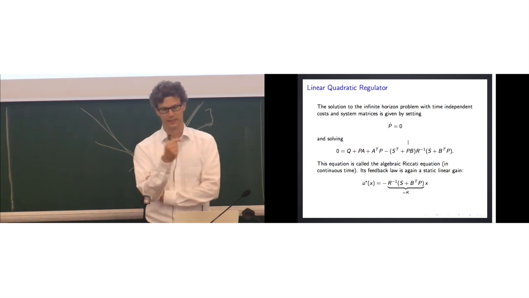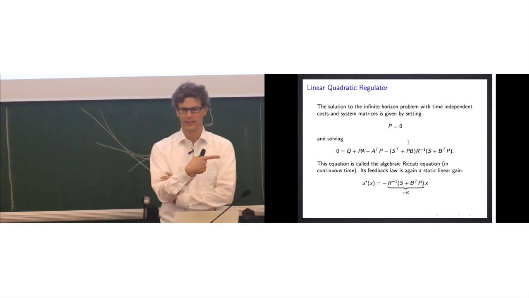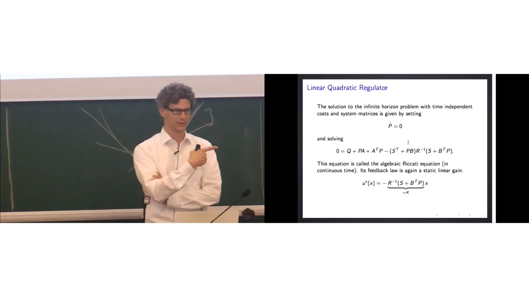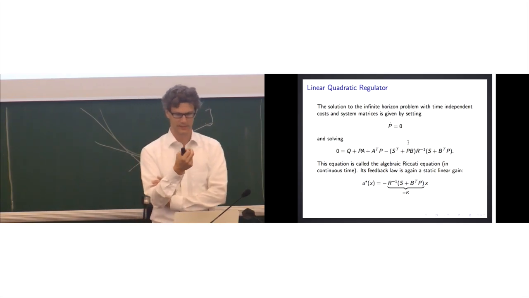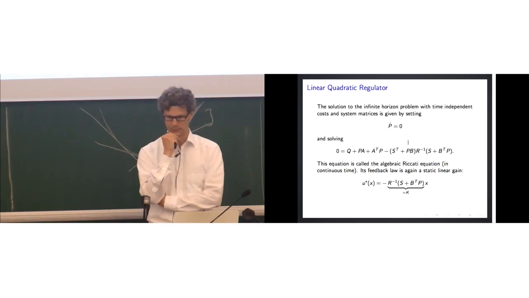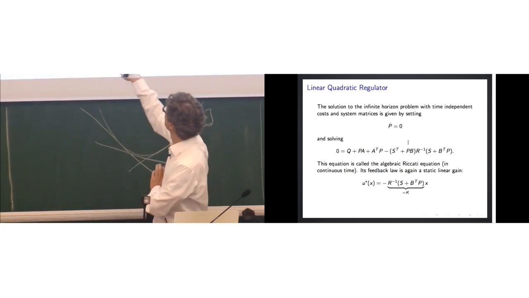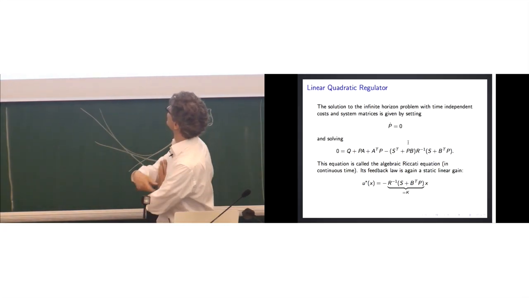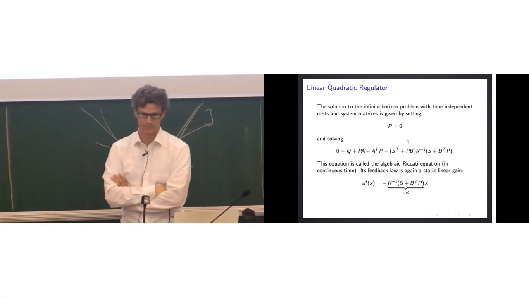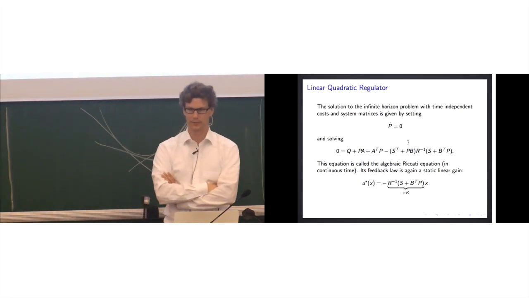Then you integrate this equation backwards in time infinitely long until it goes to a steady state, which you hopefully find, and that is then characterized by p dot equals 0. And so I just state this equation here. This is now an equation which is called the algebraic Riccati equation in continuous time.